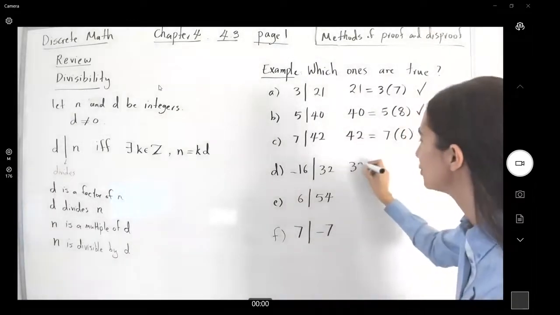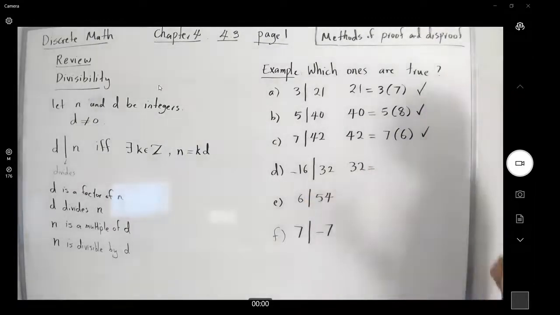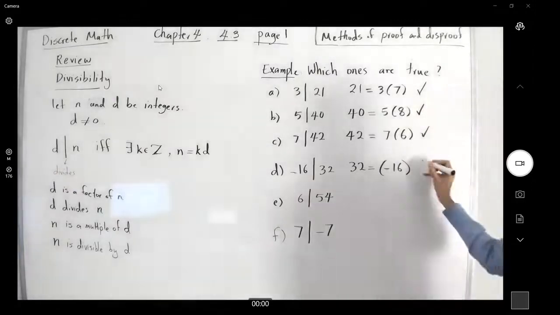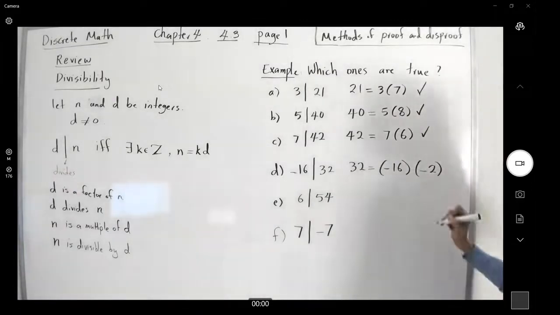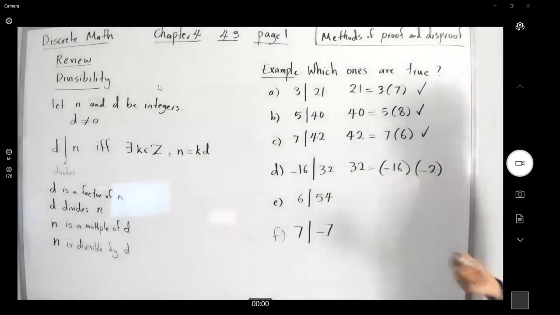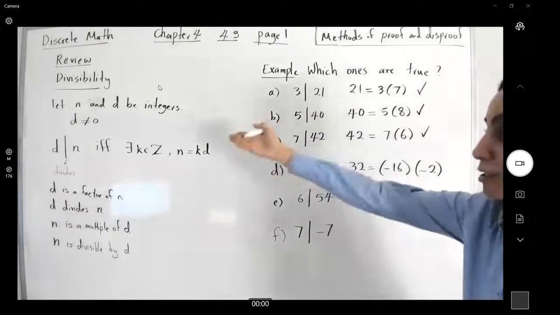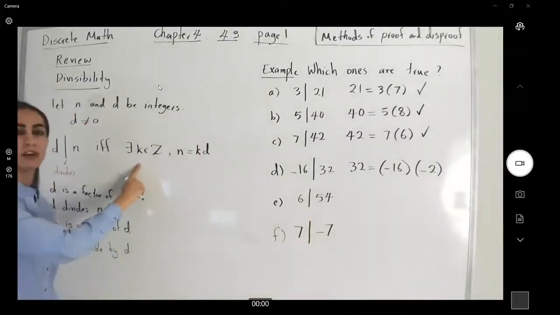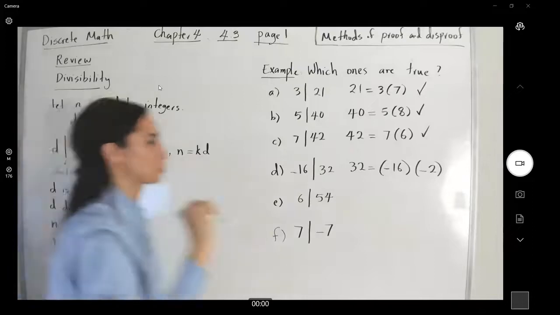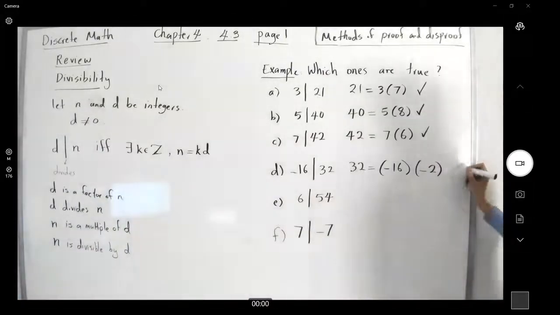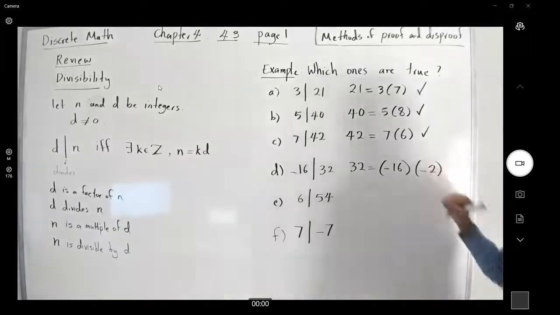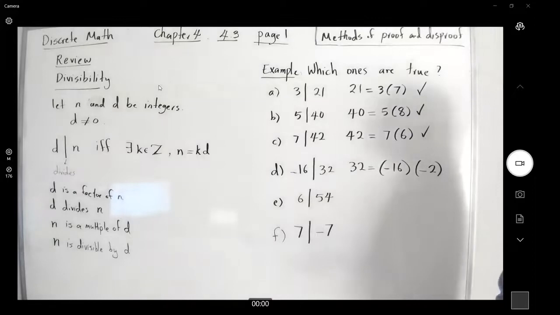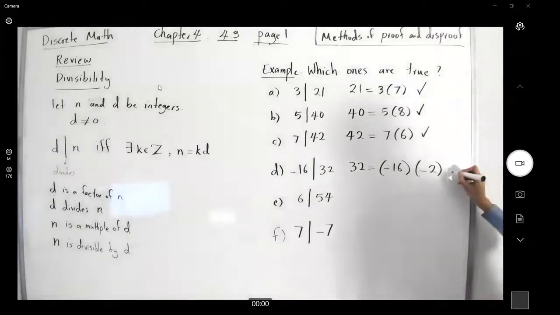Okay, 32. 32 is minus 16 times negative 2. You have a negative number times a negative number, so negative times negative gives you positive, of course. Why not? Take a look at the definition. There is an integer. It doesn't specify to be positive or negative. It just says an integer. We found it. It's just right here. And also note that we can write it as 16 times 2. So you can say that, hey, 16 also divides 32.